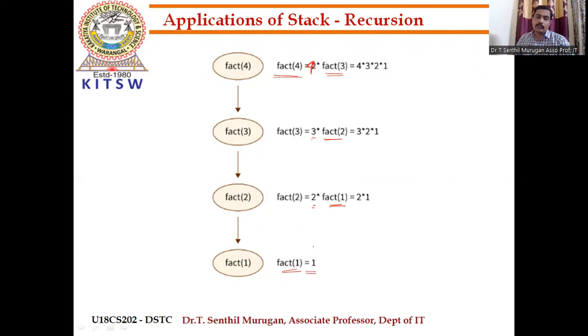So what happened? This 1 goes to here. 2 into 1, that is for factorial 2. So 2 into 1 goes there. 3 into 2 into 1. This 3 into 2 into 1 is factorial 3. So instead of factorial 3, it will go like this. Finally, we can calculate 4 into 3 into 2 into 1.